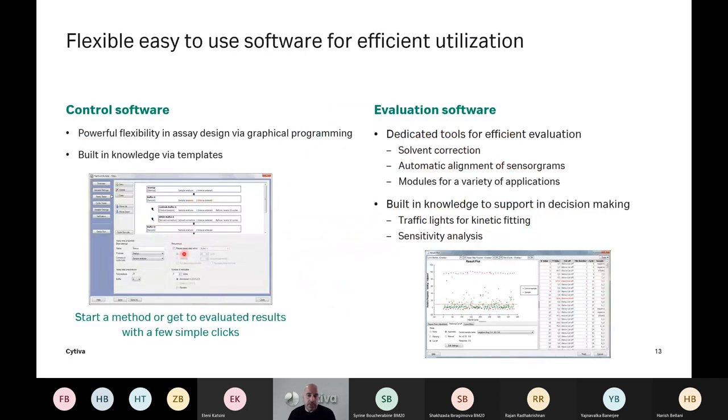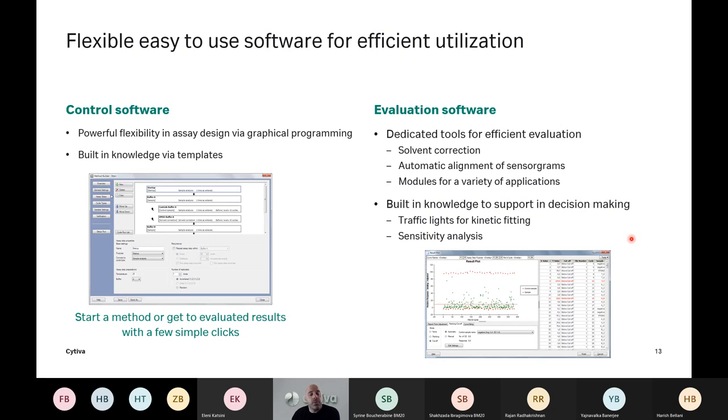Okay? So I mentioned that we have the sensor chip, microfluidics, the detection system, and then the fourth pillar is the software. And in fact, we are talking about two software: the control software and the evaluation software. The control software is very flexible and easy to use. They are quite intuitive, user-friendly. For example, in the control software, we have a series of templates to create experiments for different types of analysis, different applications. We have a lot of flexibility when we design the assays via graphical programming. And yes, we have many, many templates to create the methods.